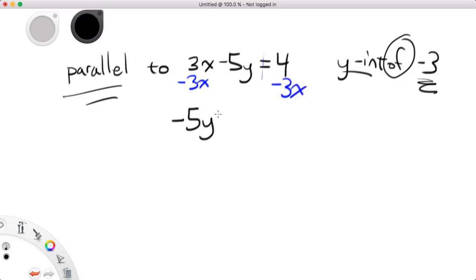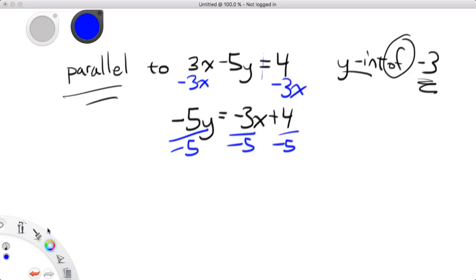Lines that are parallel have the same slope. So essentially, this is the same question as the first one, the same problem as the first one, where we just need to find the slope. So let's go ahead and make this into slope-intercept form.